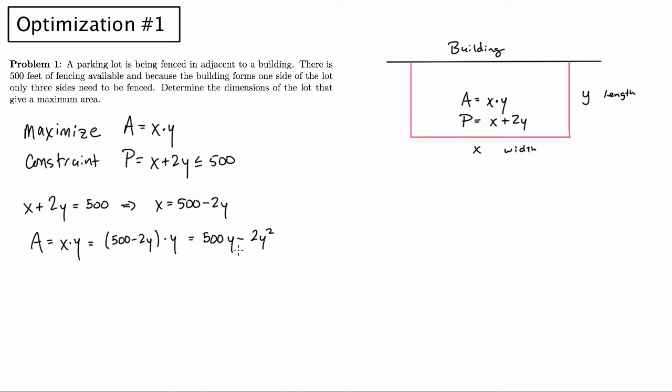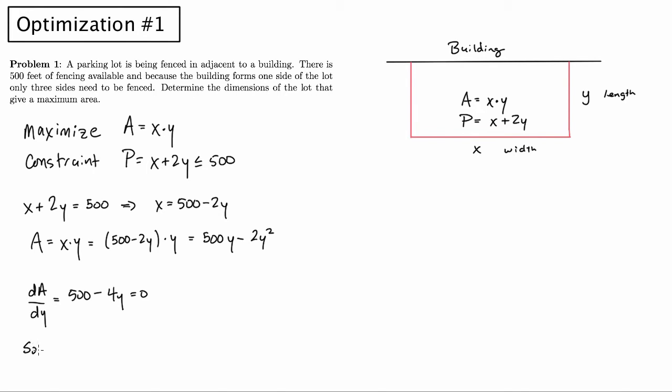Since this is a function of one variable, I can then find the value of y that maximizes the area. To do this requires calculus, or at least the way we've been learning it, it's going to require calculus. So I'm going to calculate the derivative of the area with respect to y. And that's going to be 500 minus 4y. And I need to make that 0. So I'm looking for a critical point here.